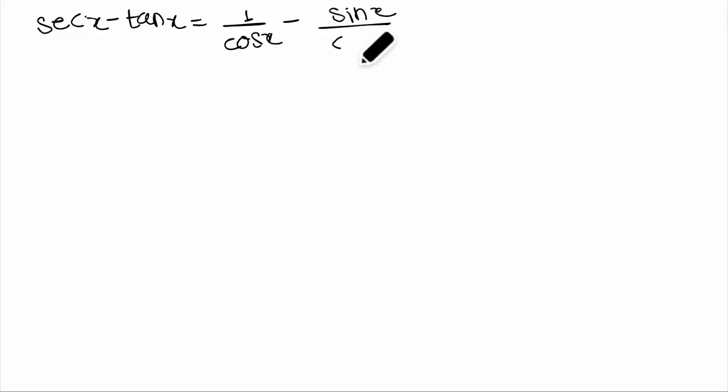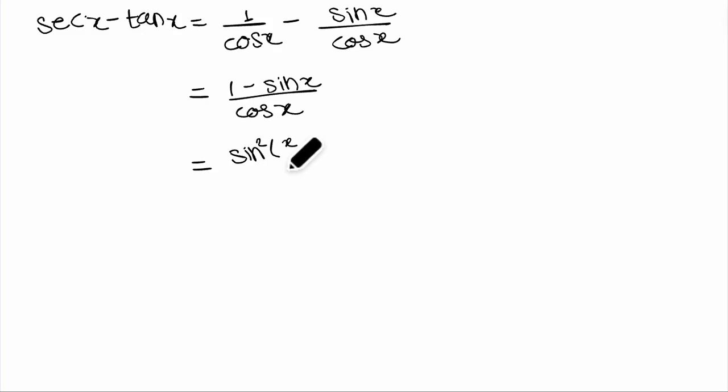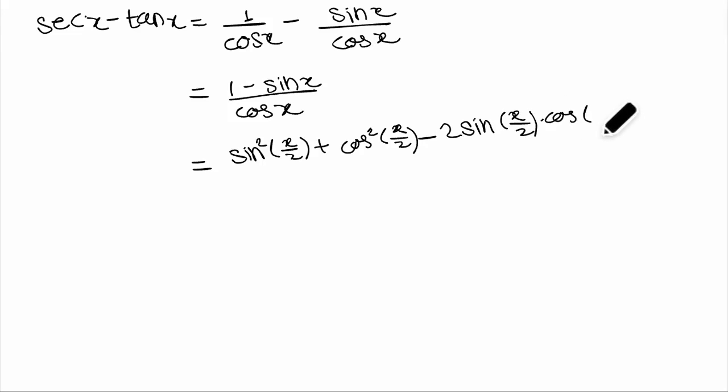So what is sec x minus tan x? Sec x minus tan x can be written as 1 upon cos x minus sin x upon cos x. So it can be written as (1 minus sin x) upon cos x. Then 1 can be written as sin square x by 2 plus cos square x by 2, minus sin x, which can be written as 2 sin x by 2 into cos x by 2. Remember that.